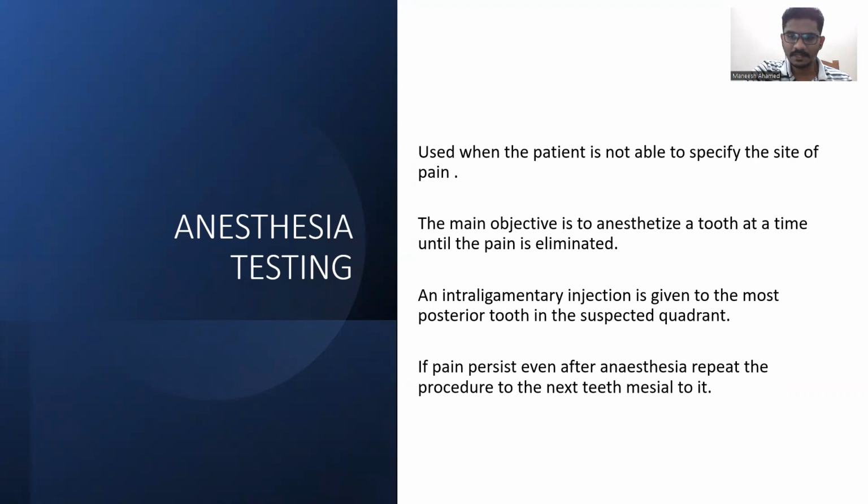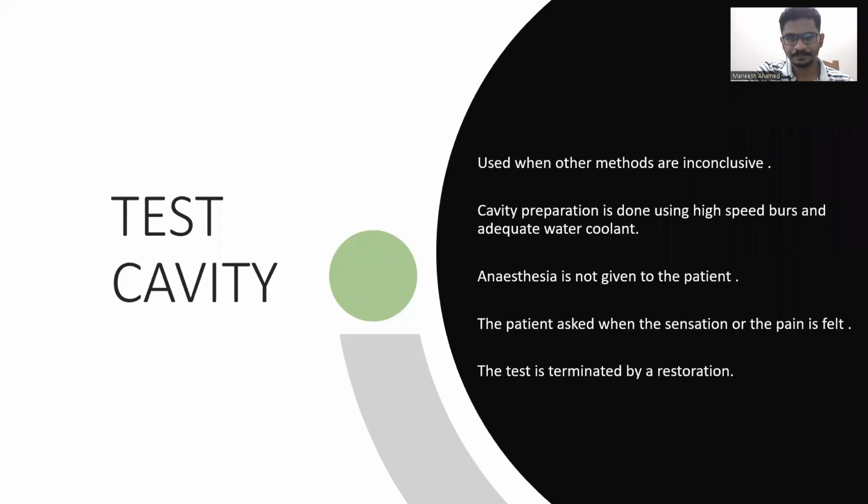The main objective is to anesthetize one tooth at a time until the pain is eliminated. So we will start from the most posterior tooth and give an intraligamentary injection to the most posterior tooth in the suspected quadrant. So if you have a quadrant in suspicion, we'll give the injection starting from the most posterior tooth and progress anteriorly. If the pain persists even after anesthesia, repeat the procedure on the next tooth mesial to it. So first we'll test on the third molar, then we'll progress to the second molar, first molar, and so on. We'll repeat it until the pain disappears.